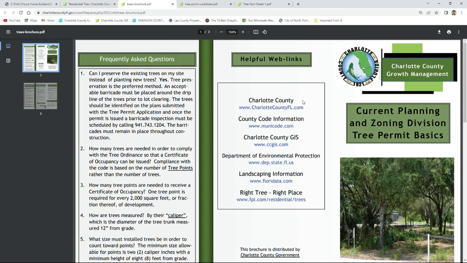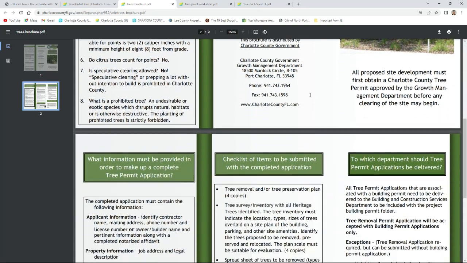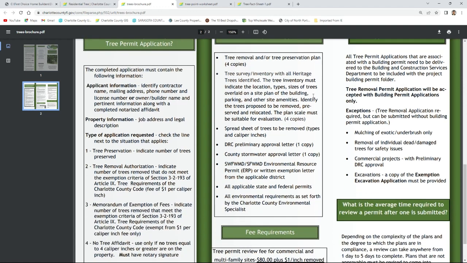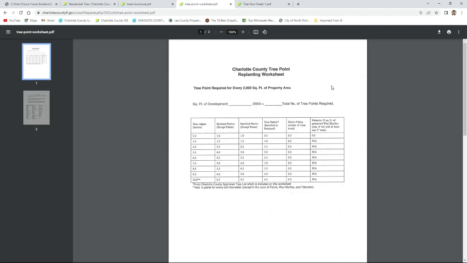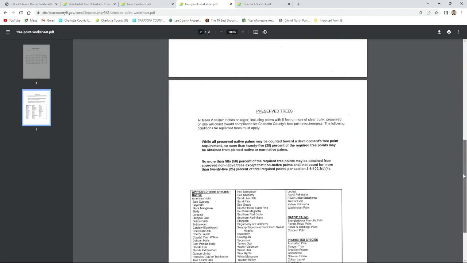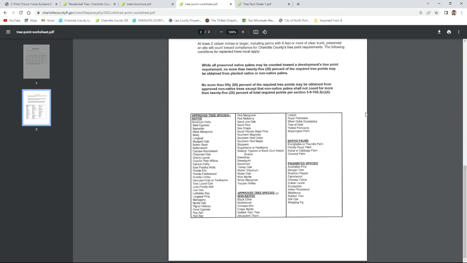Both Charlotte County and the City of Northport have brochures on their website outlining what is required on their site plans and which trees are acceptable. There is a point system for the trees that you want to keep and also the trees that you are going to plant, and also a list of species that you can plant and a list of species that are prohibited or that are not native to Florida.